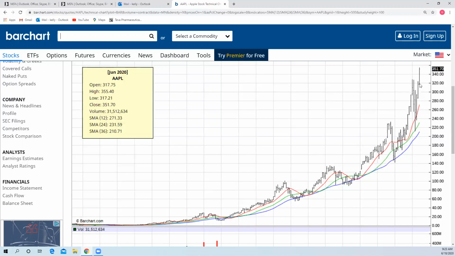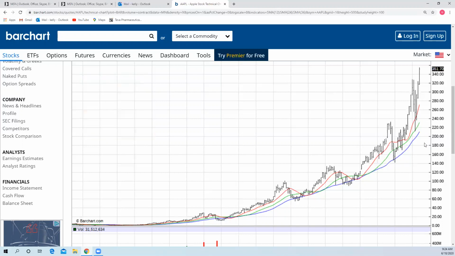So right now we're at 351, and the averages come in at 271, 231, and 210. That's what these red and green lines and blue lines are. So you are 22% above the one-year average, 34% above the two-year average, and 40% above the three-year average.